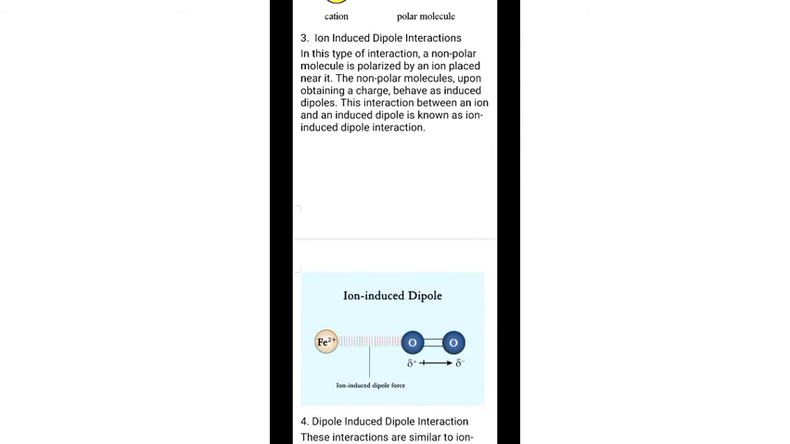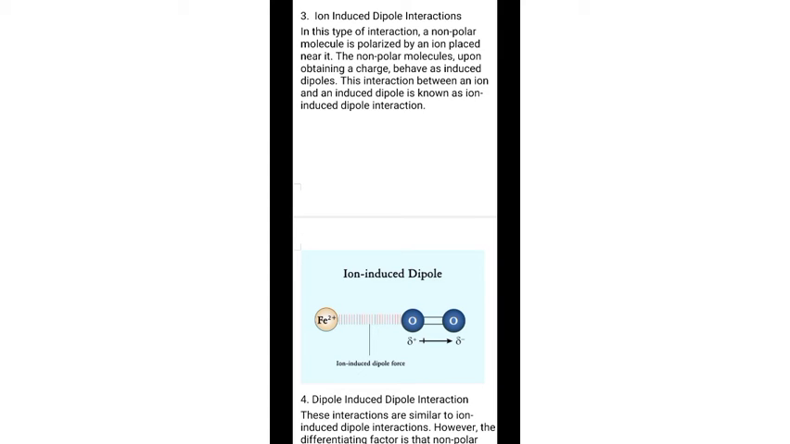And the third type is ion-induced dipole interaction. What do you mean by induced? It is very easy. This is also similar. This interaction will be between an ion and a non-polar molecule. Earlier we saw polar molecules, but here there will be a non-polar molecule. For example, O2, because two oxygen atoms have the same electronegativity. So they have the same symmetry, there won't be any charge, so it is a non-polar molecule.